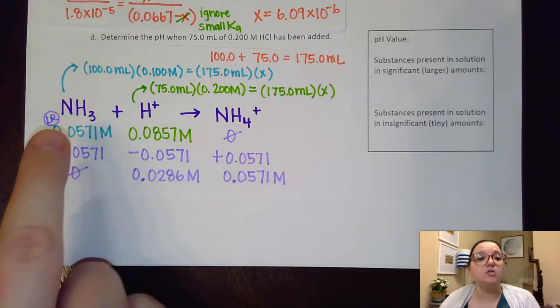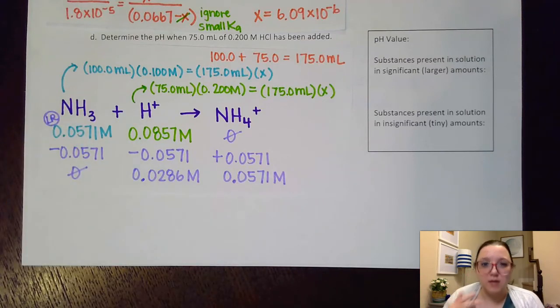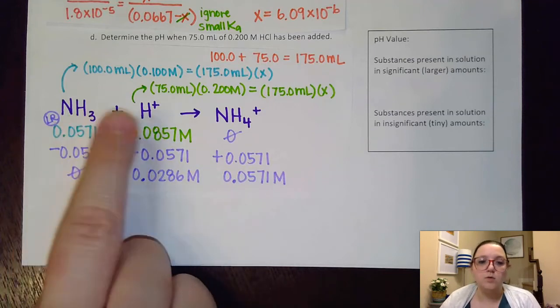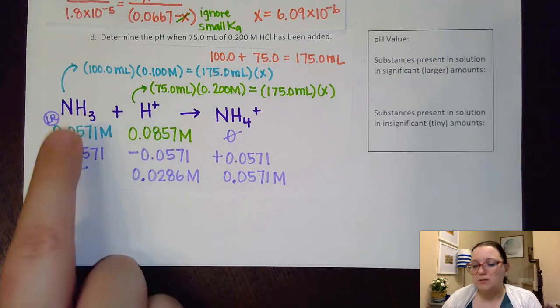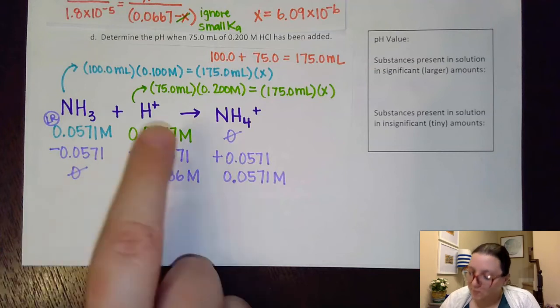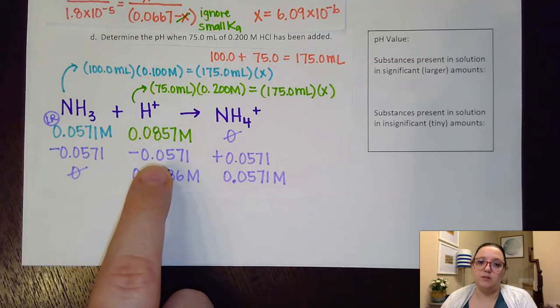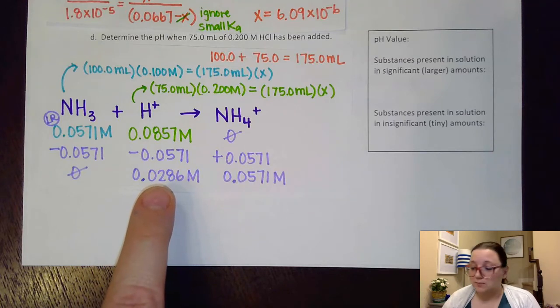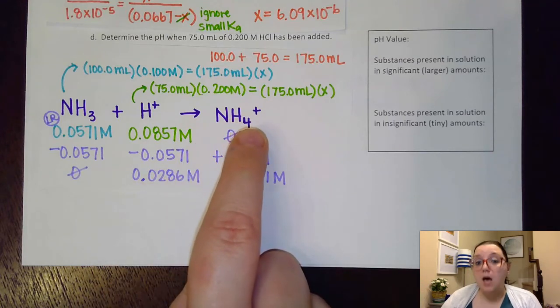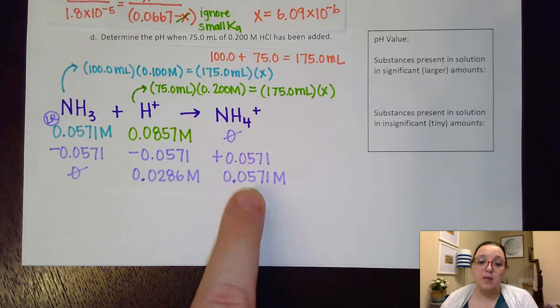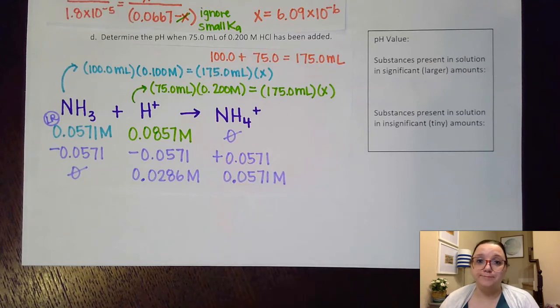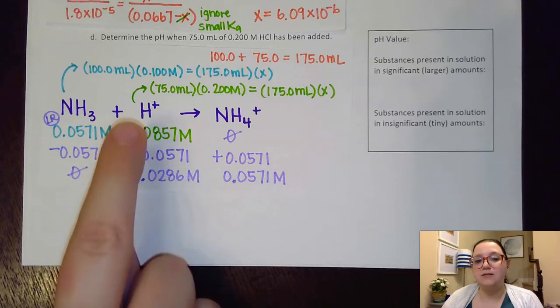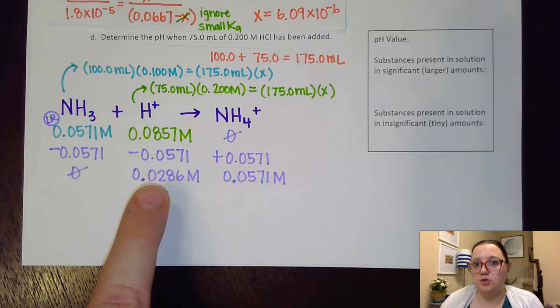So then I look, who's the limiting reactant? Well, I see NH3 is the limiting reactant here. I have less of that, and these are in a 1-to-1 ratio. So that means I'm going to use all of that up. For the hydrogen, I'm only going to use up that 0.0571, so that leaves behind 0.0286. For the ammonium ion, I would end up gaining that 0.0571. Now notice what happens here though. I'm past the equivalence point. So now I have excess hydrogen in my solution.